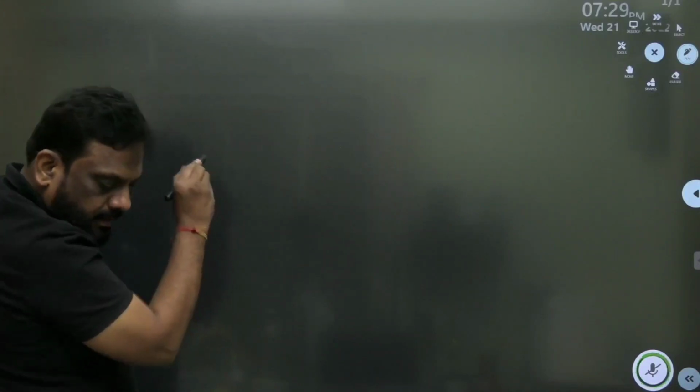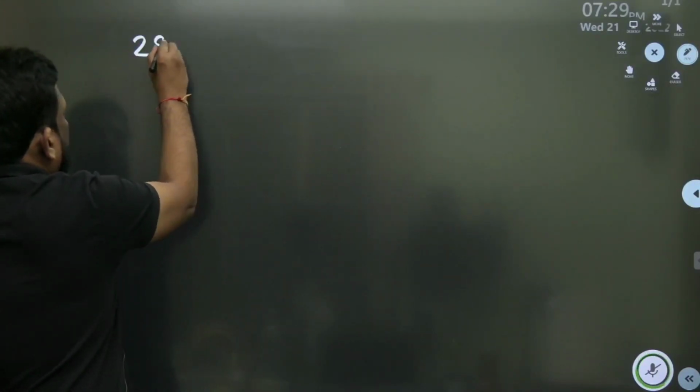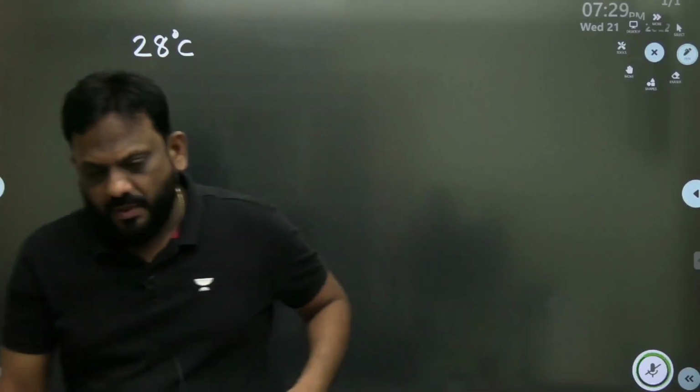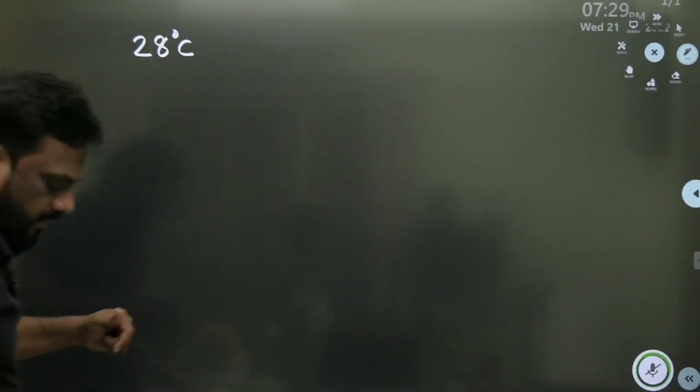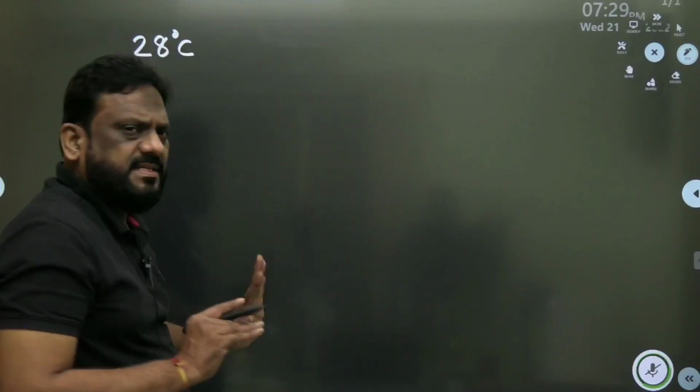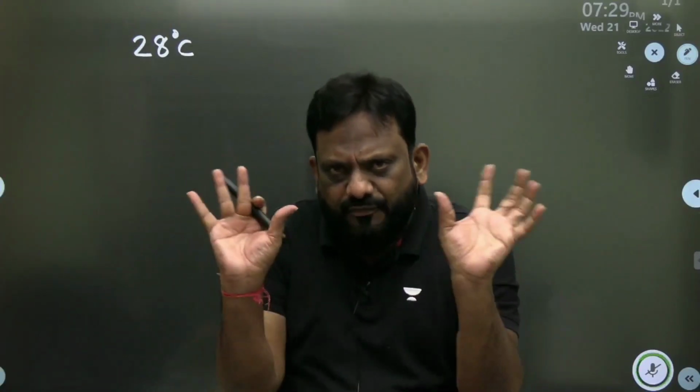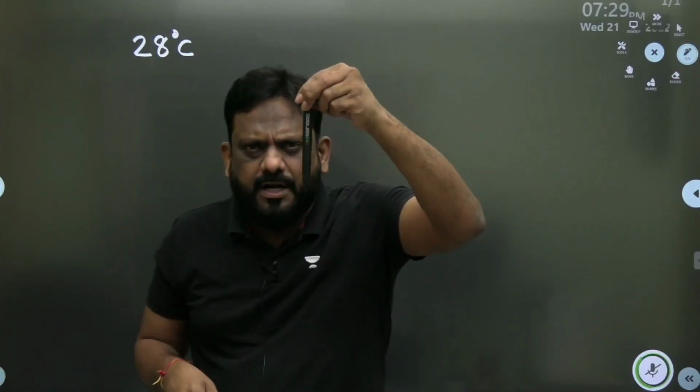Let us say the temperature at two different cities, maybe Chennai, maybe Hyderabad, is 28 degrees centigrade. This is actually our dry bulb temperature. What does it mean? It is the temperature of ordinary, normal air. So let us assume that at two different places, the dry bulb temperature, the temperature recorded by an ordinary thermometer, is 28 degrees centigrade.